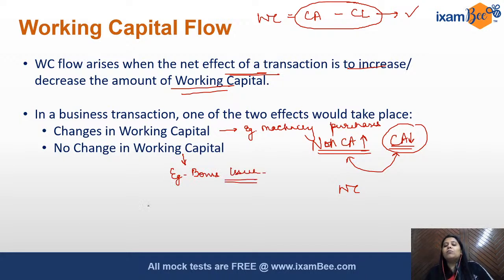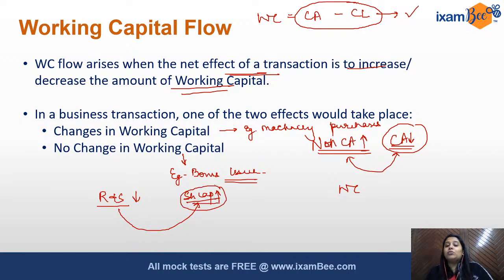If I'm coming up with a bonus issue, what is happening is that one part of my shareholders' funds, which is reserves and surplus, goes down, and another part of the shareholders' funds, which is share capital, will increase, because when we talk about a bonus issue, it is nothing but capitalization of your profits, right?